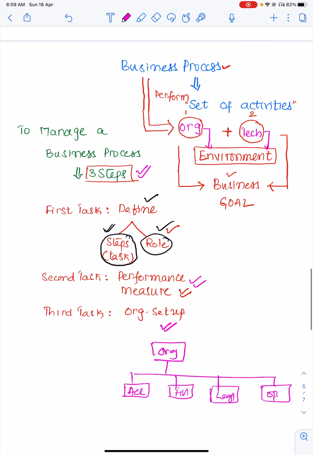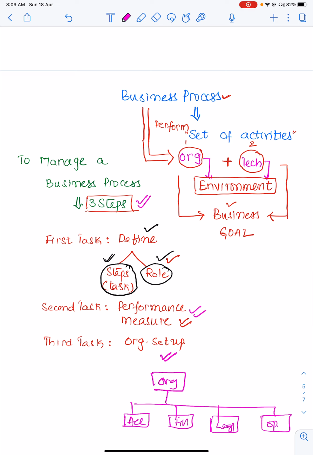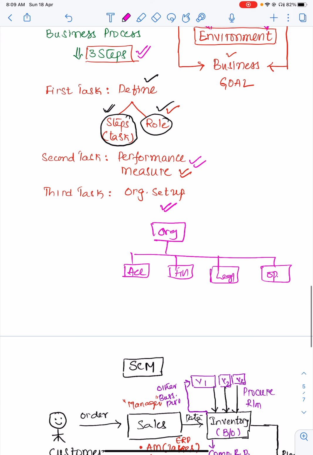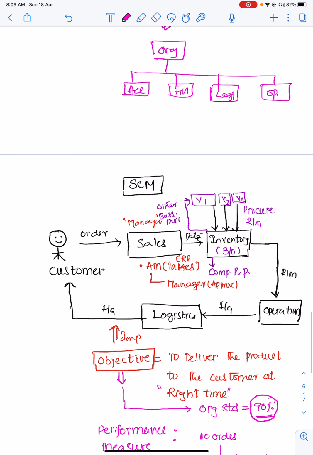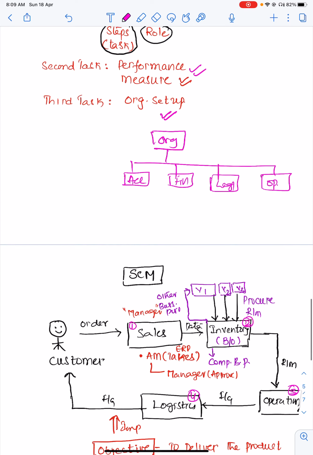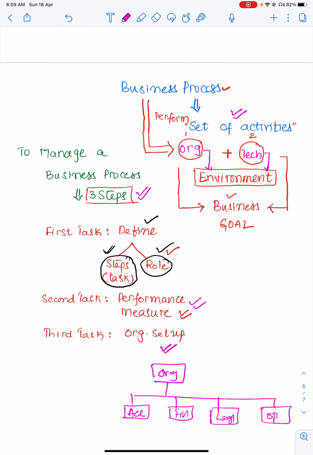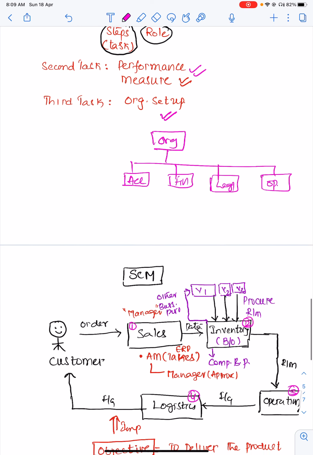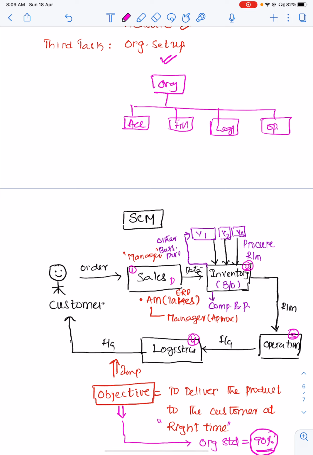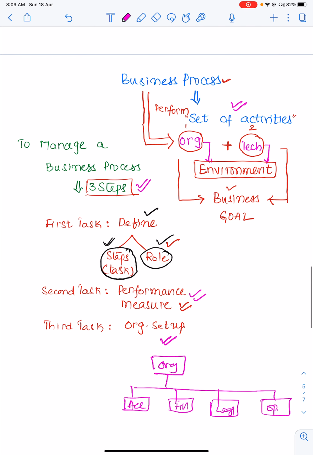Now let us come back to our definition. What was business process that we studied earlier? It consists of a set of activities. If you take this example, do we have a set of activities? Yes. First step, second step, third step, fourth step. These are called a set of activities. So we have a set of activities and organization environment. What is organization environment? Do we have certain departments? Yes. That is called organization environment. Department 1, department 2, department 3, and department 4.